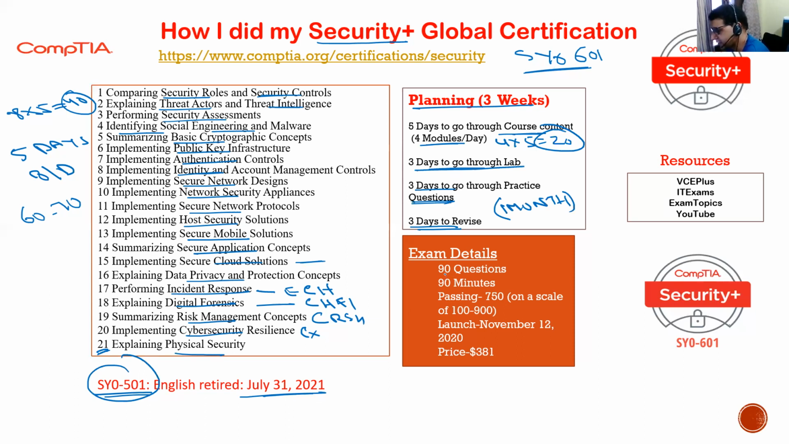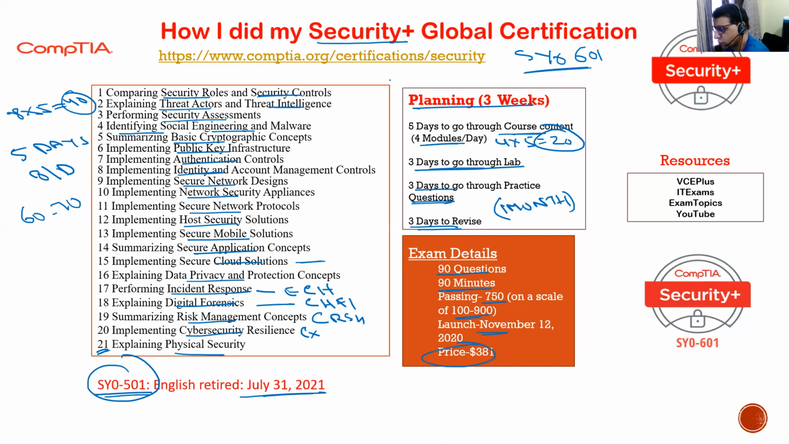Now, these are the exam details: 90 questions in 90 minutes, passing score 750 on a scale of 100 to 900. So they are using some psychology. Based on that, they are going to increase the number of questions based on how you answer in the exam. This is the launch date. This is the price, as you know, available on their website.